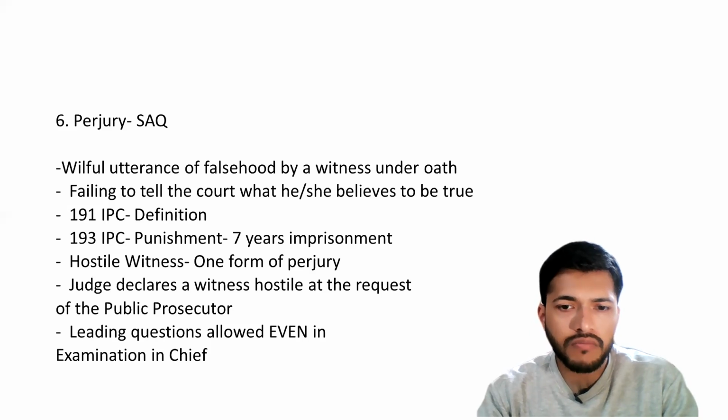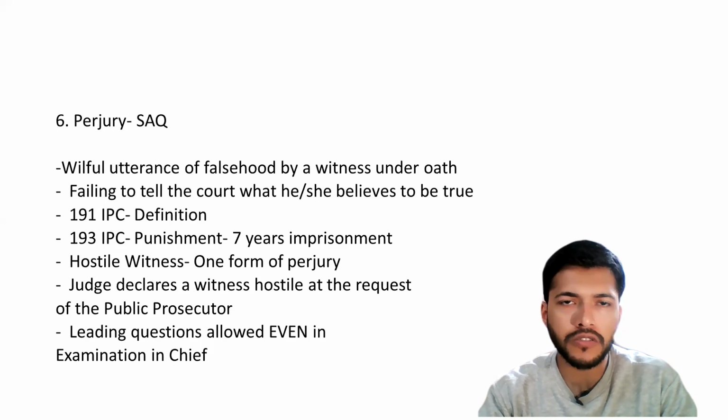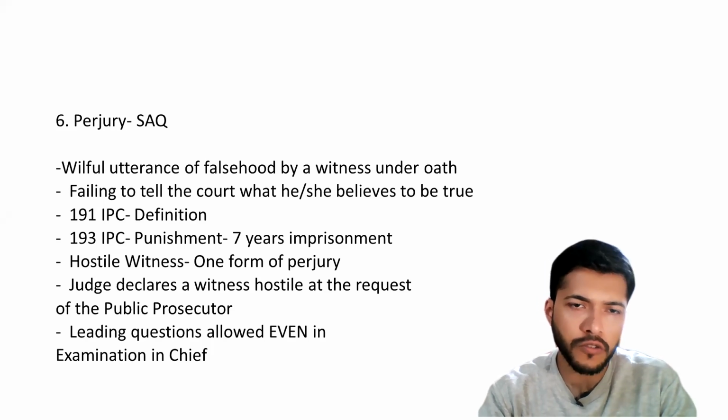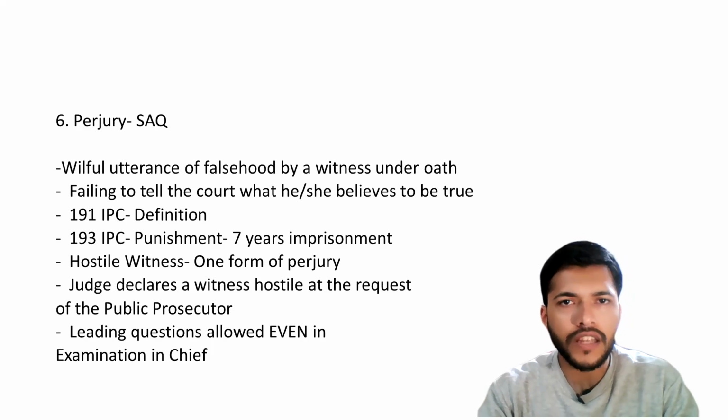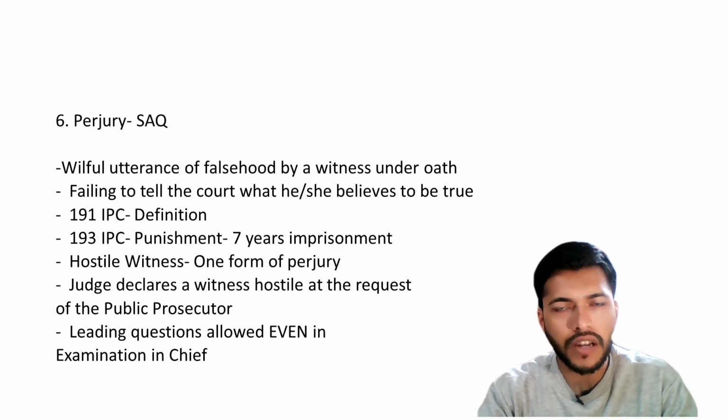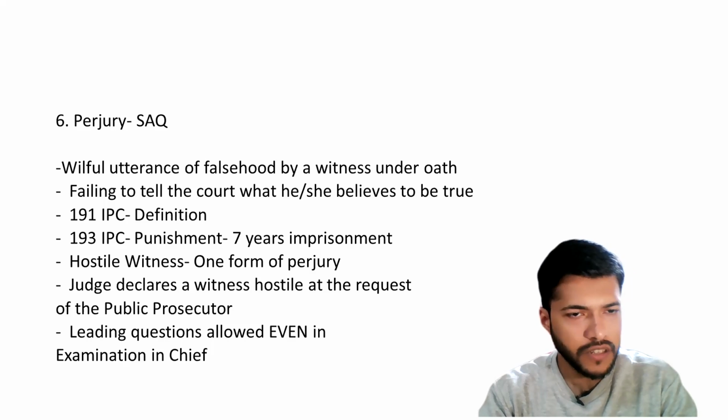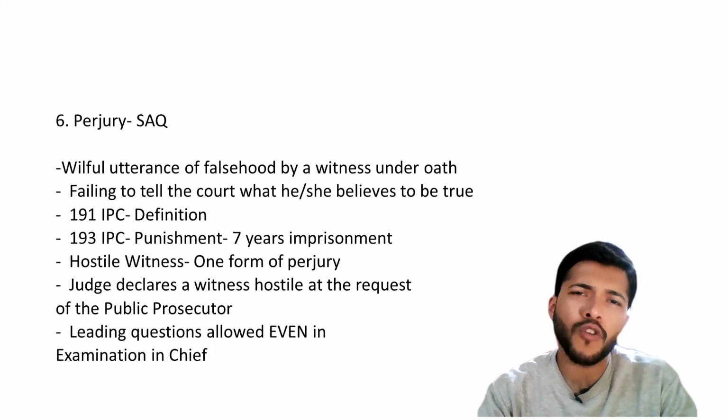And supposedly the last question, maybe the last question, that's perjury. So what's perjury? Perjury is willful utterance of falsehood by a witness on oath, failing to tell the court what he or she believes to be true. And it's 191 is definition, 193 is punishment. Again, it's 7 years imprisonment. Hostile witness is a form of perjury.